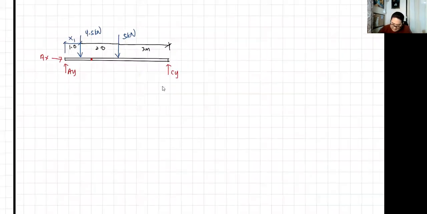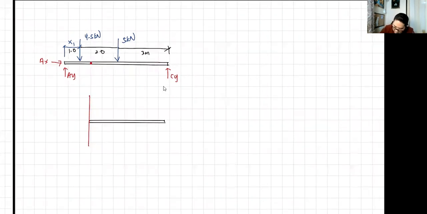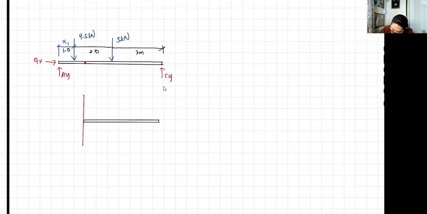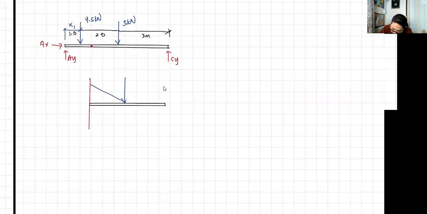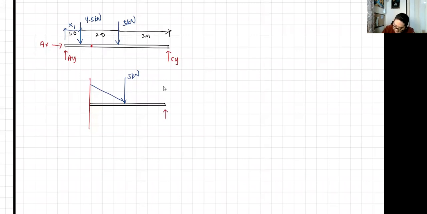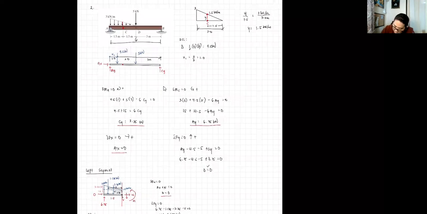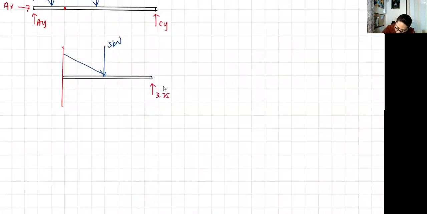So right segment natin will be this one. Okay. Then we have here a triangular load. Then meron tayong side load. Okay, CY natin, nakuha na natin ang value niyan. That is 3.25. Okay. Then kunin natin yung ECL nitong triangle.